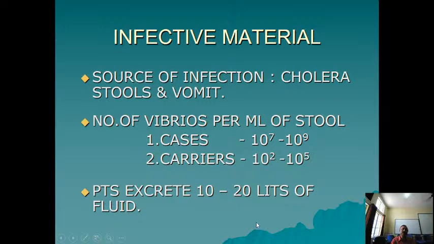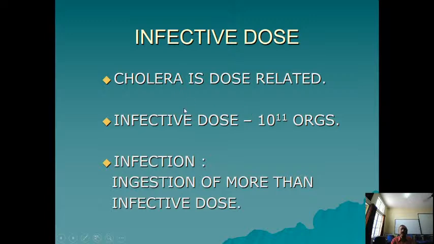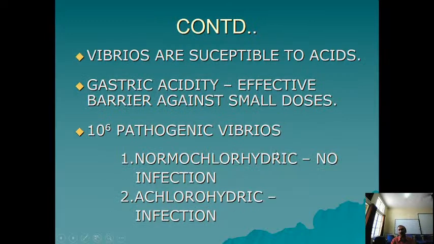Patients, as I said, on an average excrete 10 to 20 liters of fluid. They can excrete as much as twice their body weight. Cholera is dose related, so the infective dose is generally around 10¹¹ organisms. Infection is through ingestion of more than an infective dose. Vibrios are susceptible to acid, so generally if the acid content of your stomach is good, you should not develop the disease, because the organisms get killed by the gastric juices. But in those people who have a decreased amount of acidity or achlorhydria, the infection is more likely.